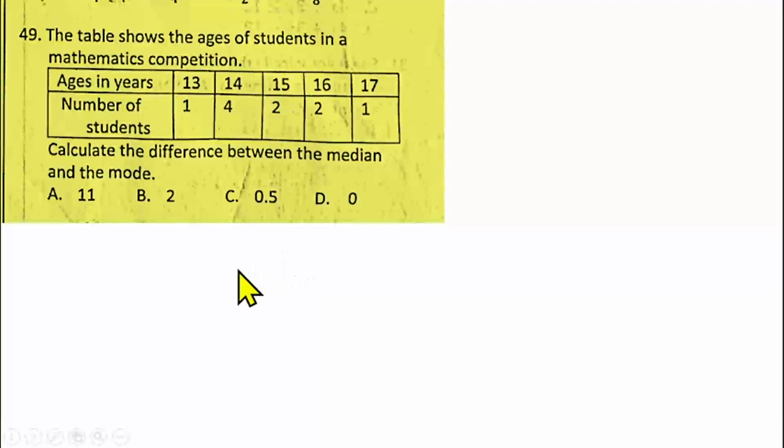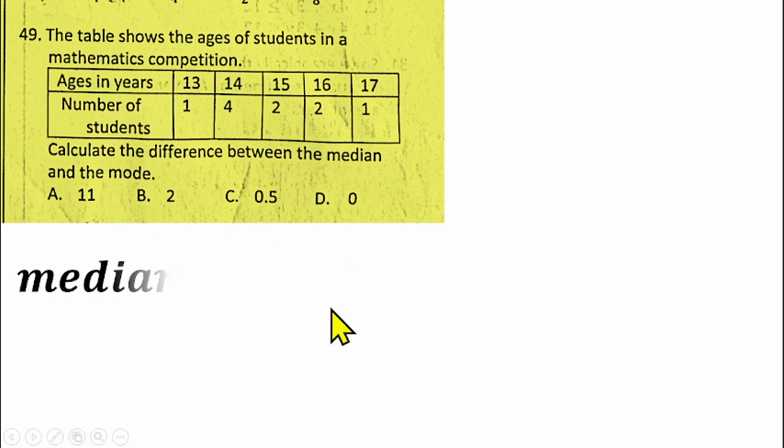Question number 49 is from the statistics as well. The table shows the ages in a mathematical competition. Ages 13 to 17. Number of students, you have this. Calculate the difference between the median and the mode. So you have to find the median first.